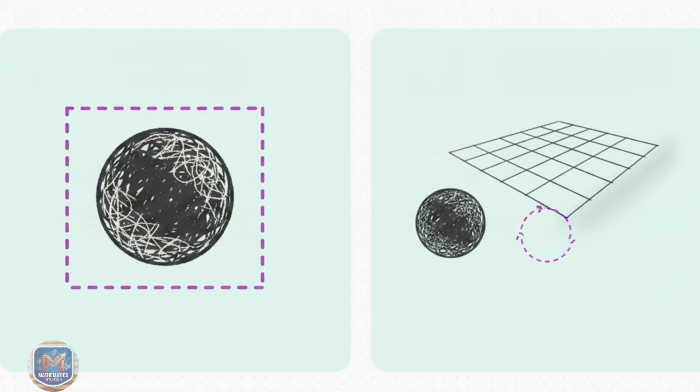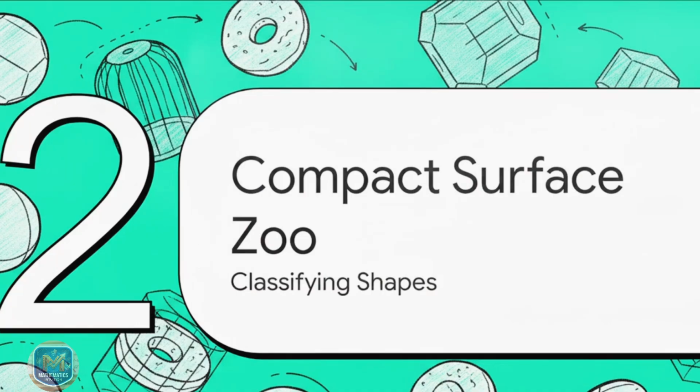On the flip side, we have non-compact shapes. Take an infinitely stretching plane. That's unbounded. It literally just keeps going forever. Or think about an open disk, which is basically a flat circle that's missing its exact outer edge. Because that absolute edge is undefined or open, it's not closed, and therefore it's not compact. You can think of compactness as the ultimate mathematical containment field. Which leads us perfectly into the compact surface zoo, where we start classifying this entire universe of shapes.